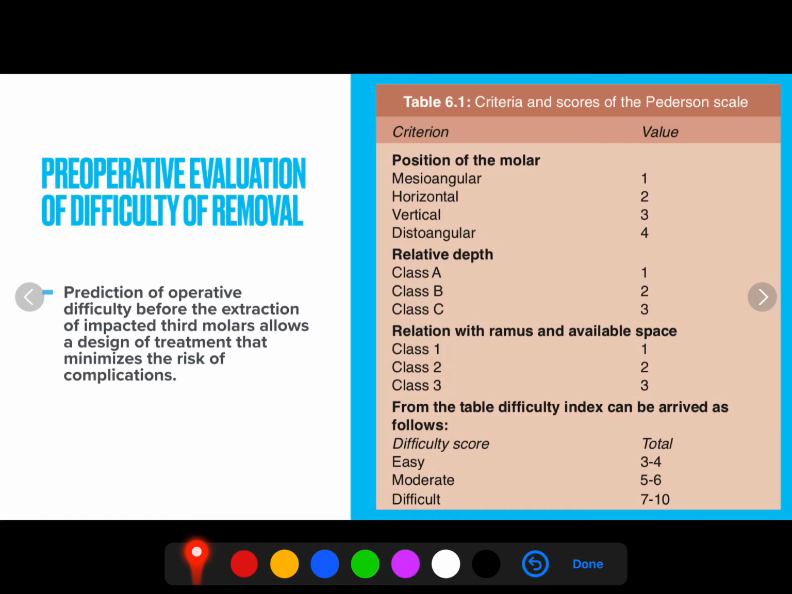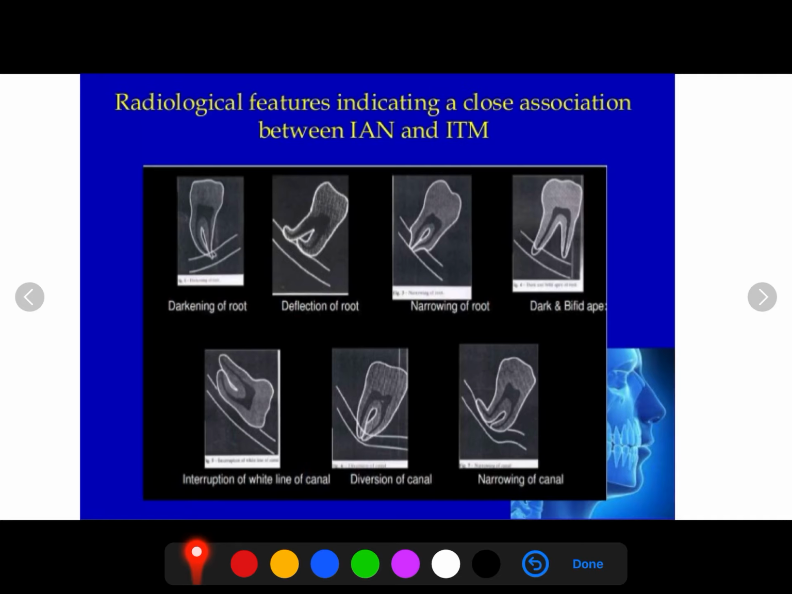Prediction of the difficulty of the case allows us to design a treatment that minimizes the risk of complication. As we see here, the criteria are the position of the molar, the value of the difficulty, the relative depth, and the relation with the ramus, to get a score and classify the case as easy, moderate, or difficult.